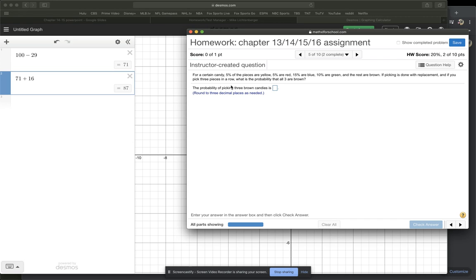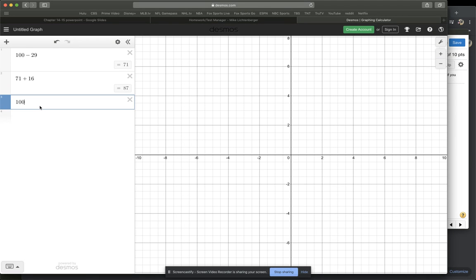So let's determine what percent are brown. 5%, 5 and 5 is 10, plus 15 is 25, plus 10 is 35. So 100 minus 35 is 65%.